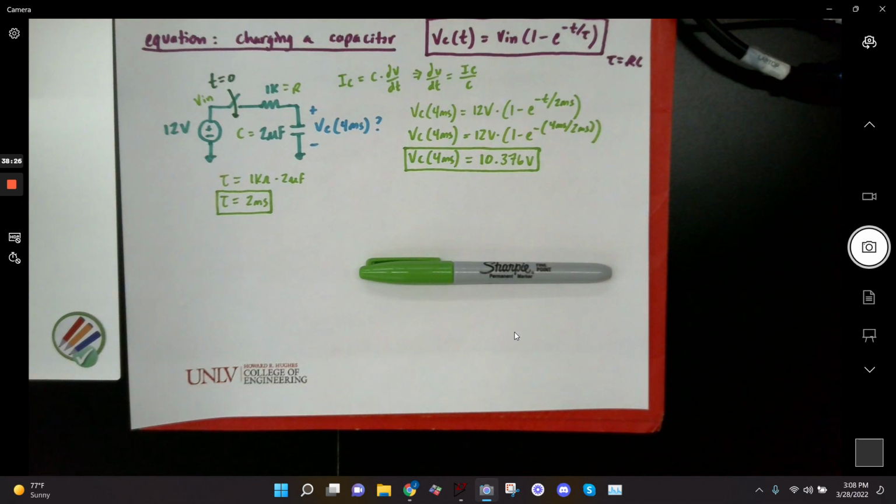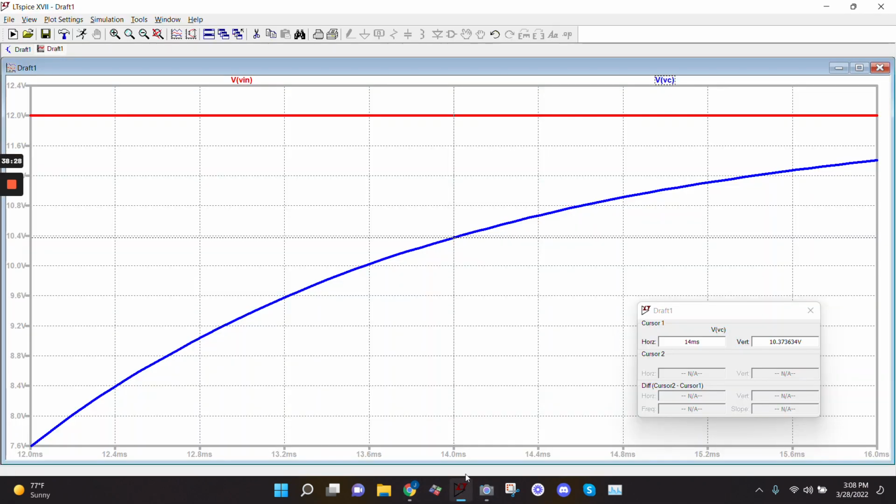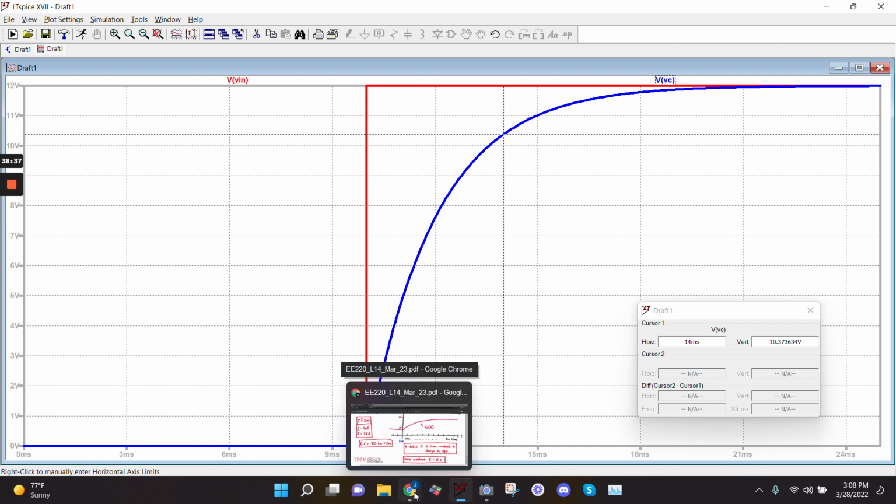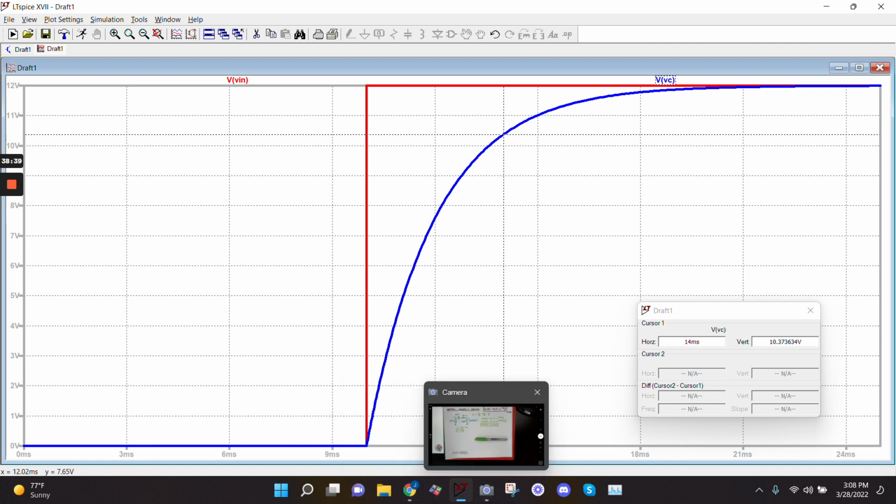I got 3 sevens. All right, it doesn't matter. I got it. Does everybody see what's happening here? Note that I said time t equals 0. I said t equals 0. In this case, it jumped up at 10 milliseconds.